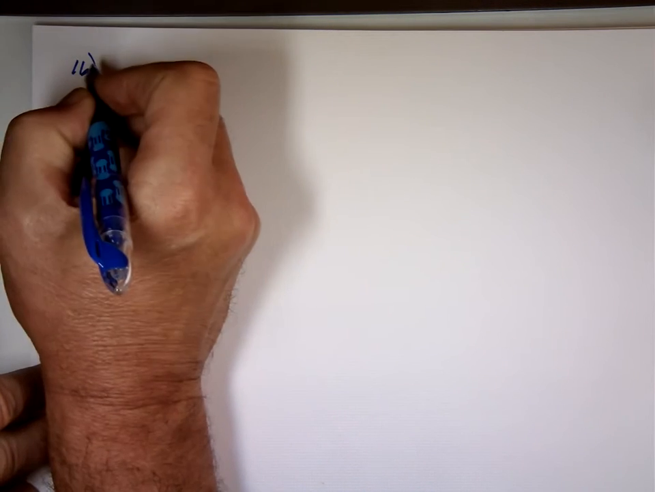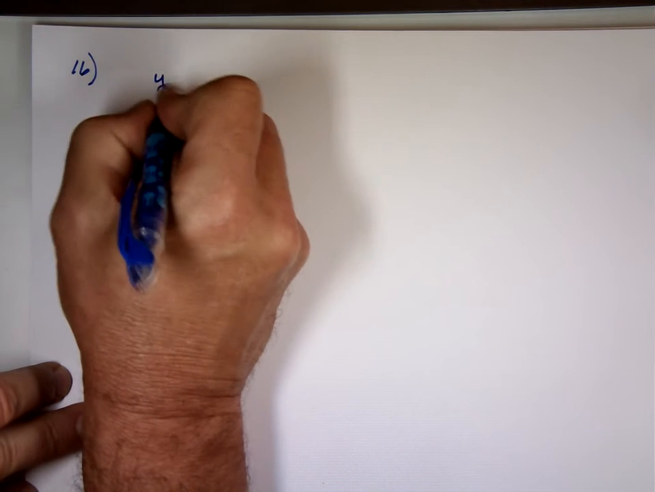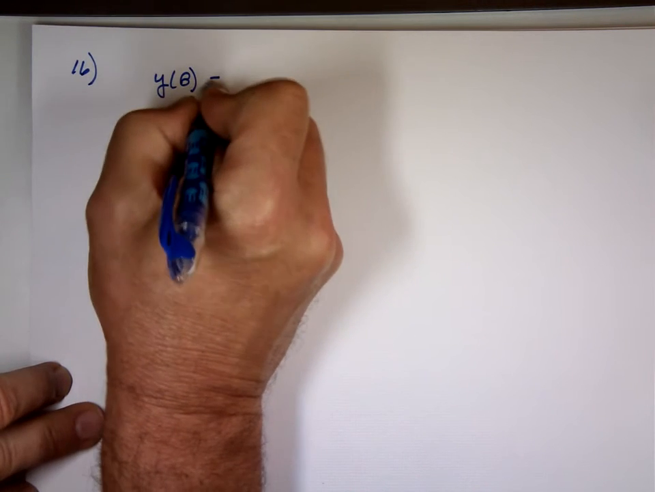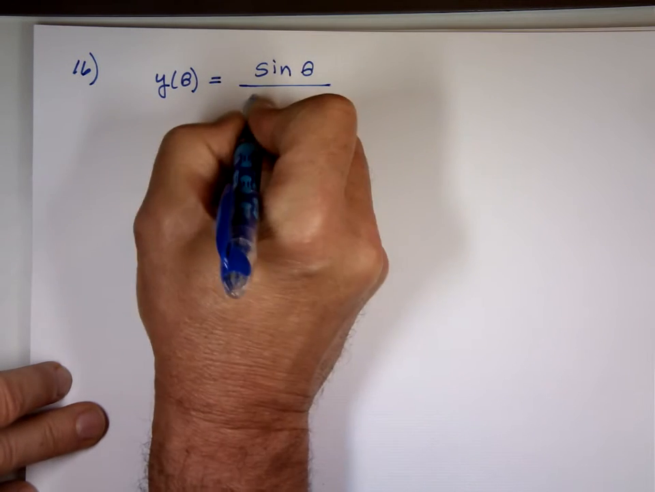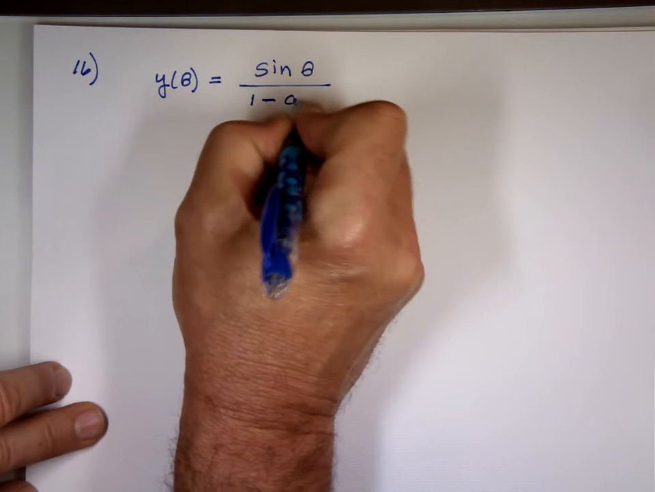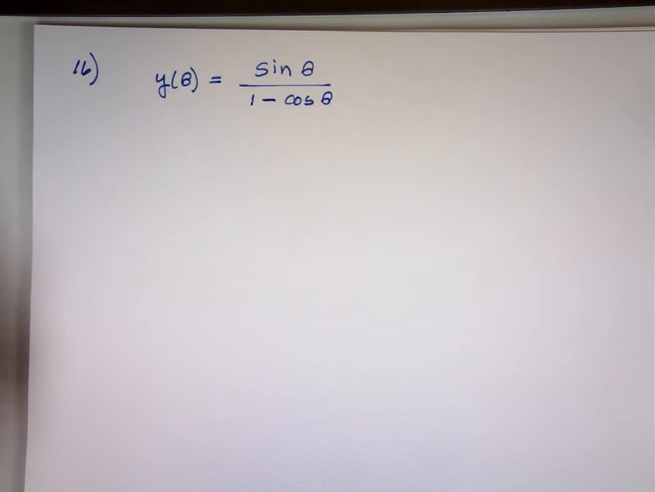Almost all of them are the quotient rule. One minus cosine theta.